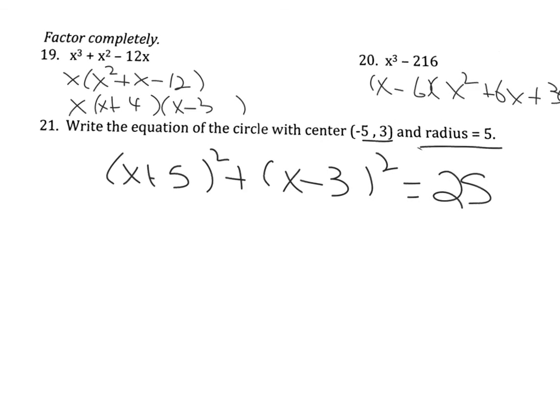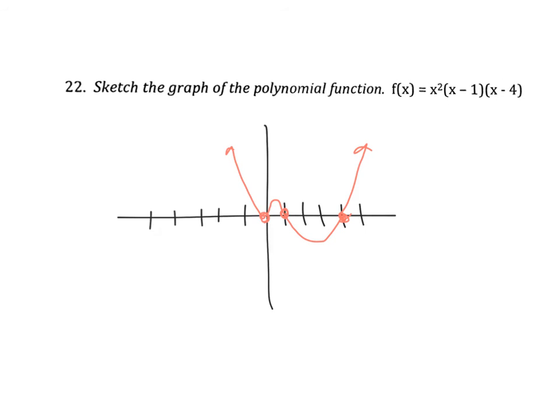Number 21. They give you everything. I don't know how you missed this. The center, remember the opposite goes into parentheses. So it's opposite of -5 is +5. The opposite of 3 is -3. They're both squared. Don't forget to square those. Everything in a circle equation is squared. This is 25 because it's r squared. It's radius squared.